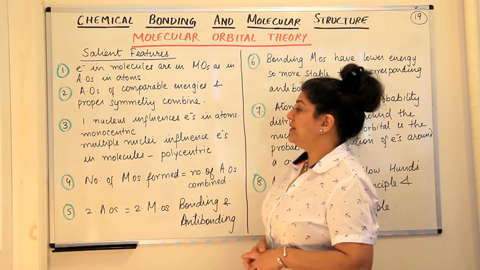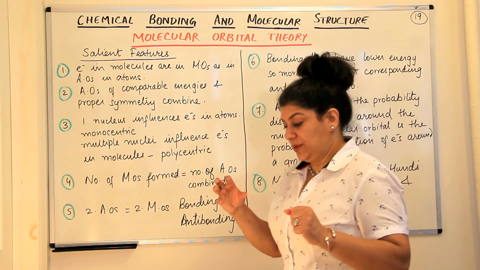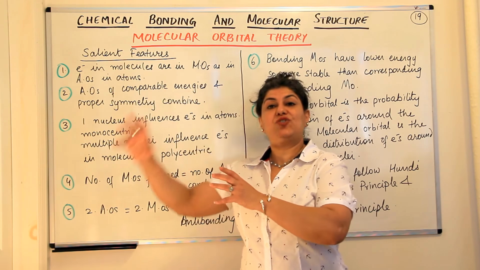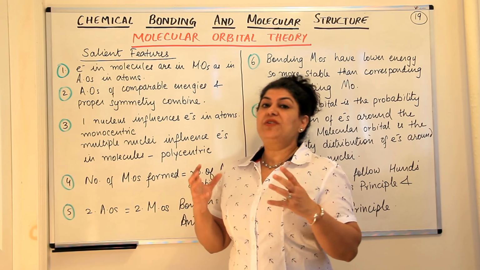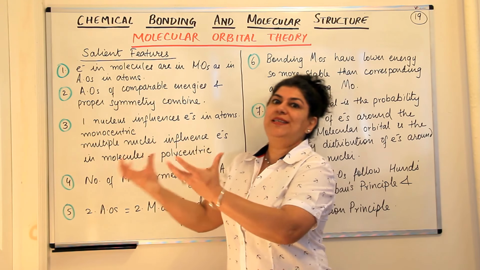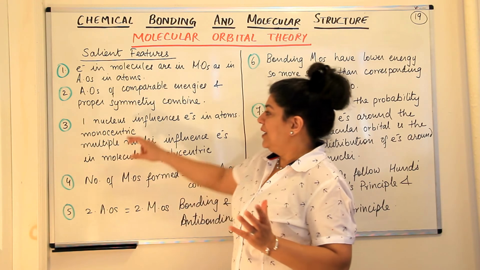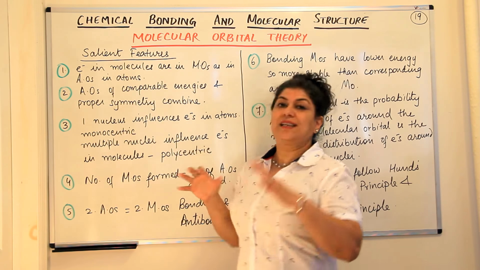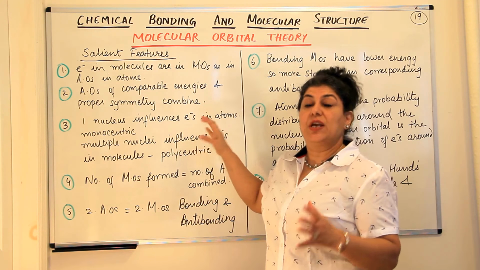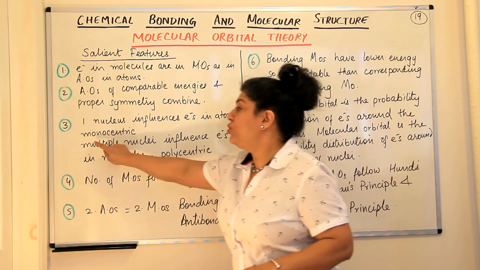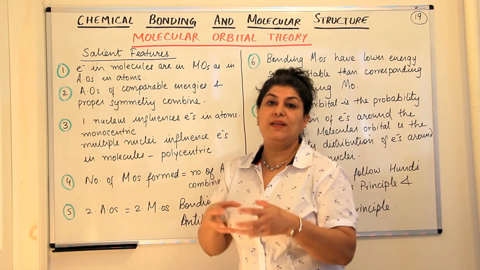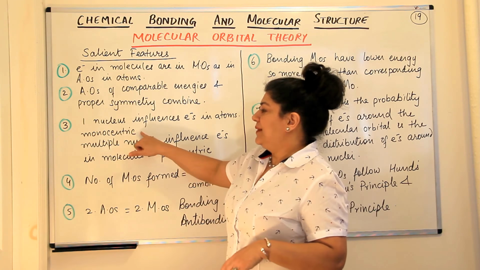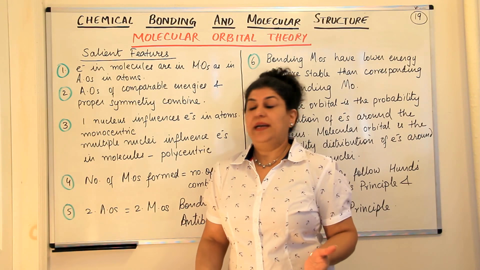The third point here is that in atoms, we find that electrons are being attracted by one nucleus. So there is only one nucleus that influences the electrons in an atom. Therefore, atoms are called monocentric. Mono means one, and centric means they have only one center of attraction, that is the nucleus attracting all the electrons.